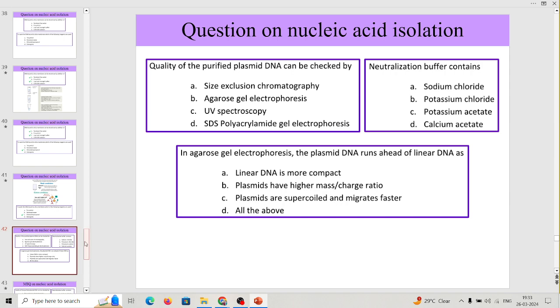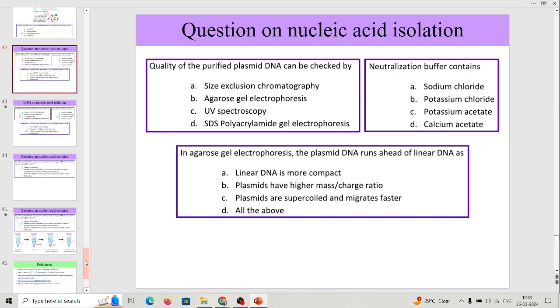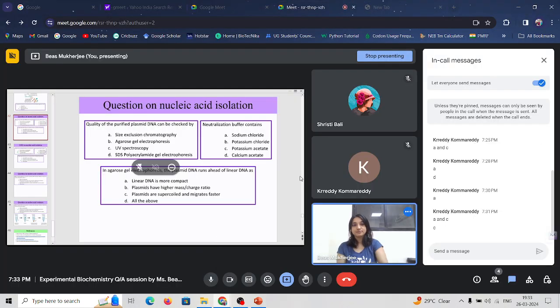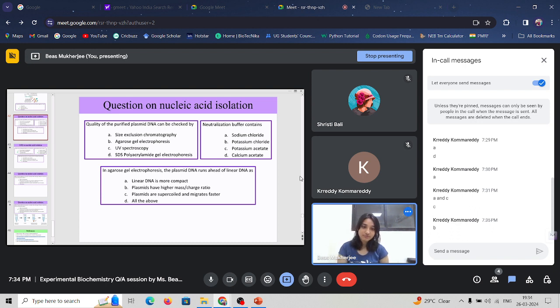Now we have three more questions, and then I think we will be done after one question. Fine, so try to answer. The quality of the purified plasmid DNA can be checked by SEC, agarose gel electrophoresis, UV spectroscopy, and SDS-PAGE. So quality, not concentration. Yes, very good. Agarose gel electrophoresis is going to tell you about the quality of the plasmid DNA.